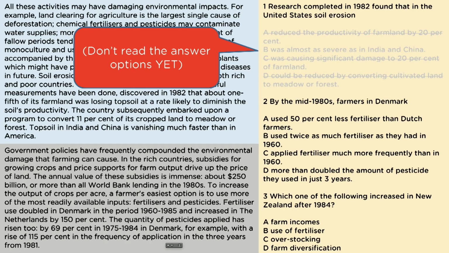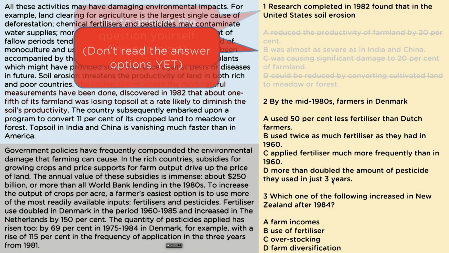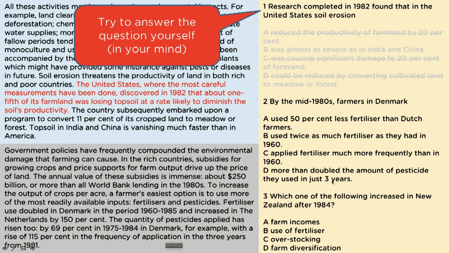Don't get confused. What people do is they read the question prompt, then the answer options. By the time you've gotten to D, you're thinking, oh my God, I don't know what to look for. I'm confused. What did the question ask again? Read the question prompt, locate the part of the text where you need to read more carefully. Then try to answer the question yourself in your mind by doing this.